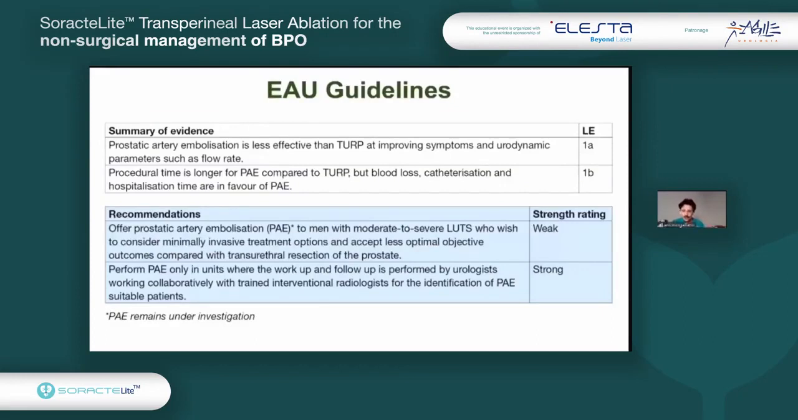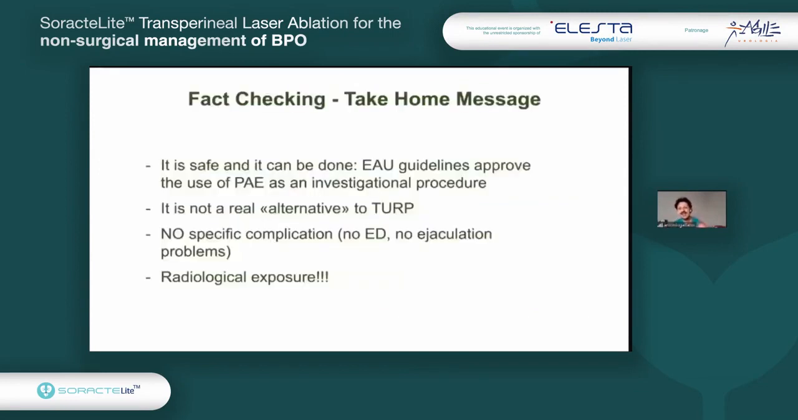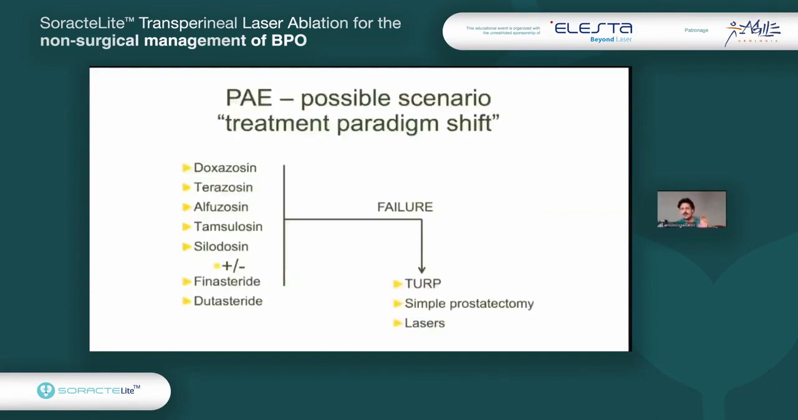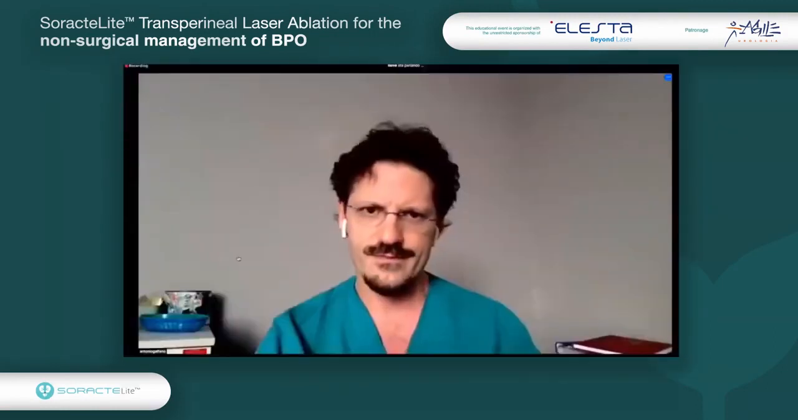The EAU guideline confirmed that PAE is less effective than TURP, so we have to try to find the good indication. And the good indication is that PAE is not an alternative to TURP. It is a good alternative for selected patients. You have the drawback of radiological exposure, but probably the possible scenario is not as an alternative to TURP, which remains the standard, but as a middle way between the drugs and the surgical options. So thanks a lot for your nice and complete presentation.